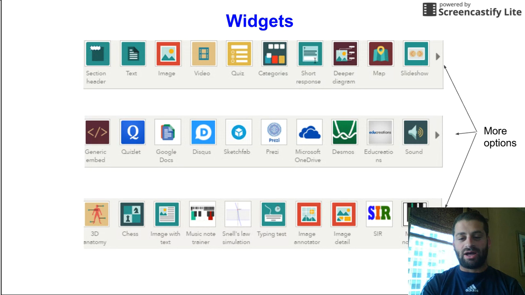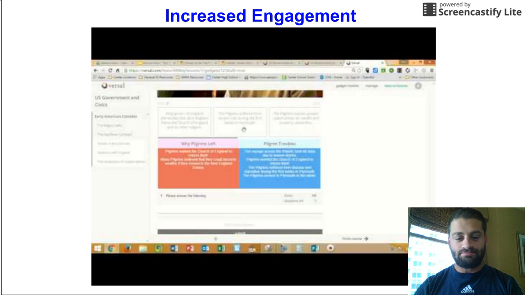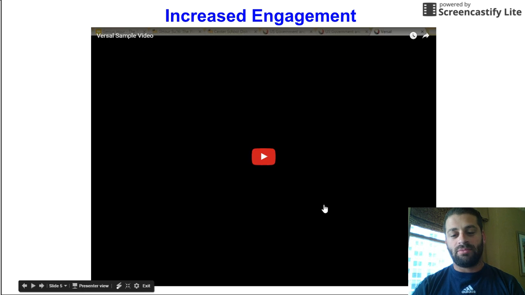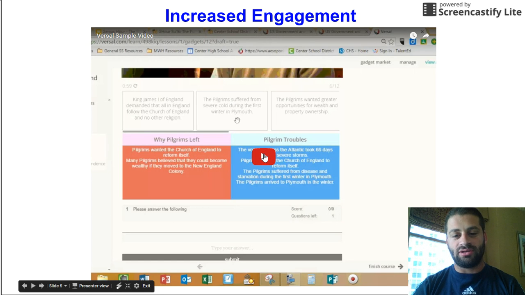As you see on the third row, it gets a lot more detailed. I haven't gotten into a lot of those yet, and it seems that more keep popping up as I go. So I think this is something that Versal is continuing to work on. If you do the paid subscription, you also get additional widgets besides what you see here. This is about a 1-minute video I'm going to show, so I'll step away and let you watch this video.